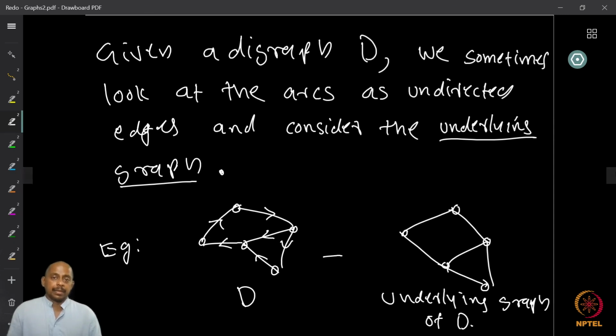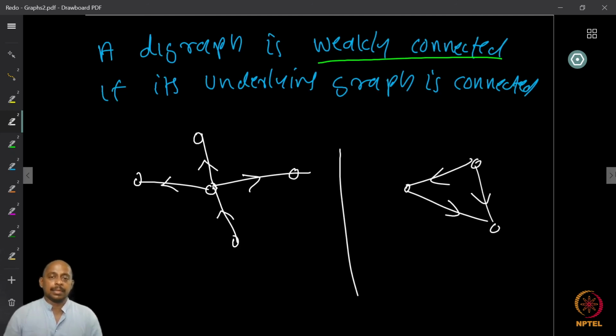Now, given a directed graph D, we sometimes look at the arcs as undirected edges, as I mentioned before, and consider the underlying graph, right? So as an example, the directed graph D is represented here, and the underlying graph of D, where we just discard the directions, right? So all the ordered tuples now become just two-element sets. Now this could be useful on several occasions. So we will see that.